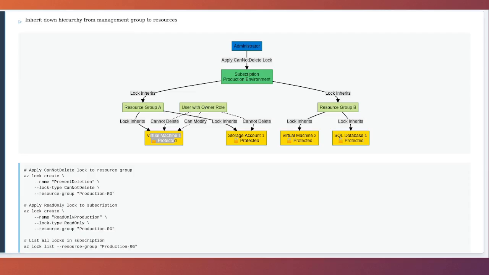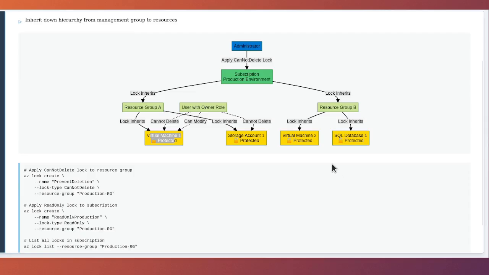This inheritance behavior makes locks powerful for protecting entire environments. If you have a production subscription, you might apply a cannot delete lock at the subscription level to protect all production resources. Developers and operators can still modify resources, deploy updates, and perform their work, but they cannot accidentally delete critical infrastructure. This is especially valuable in preventing mistakes during automation or scripting, where a single command could delete multiple resources.